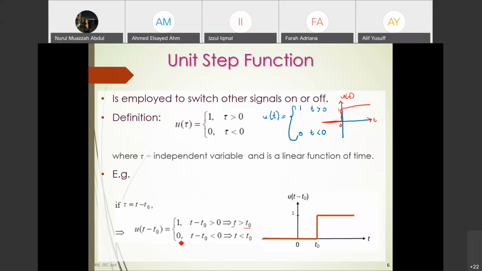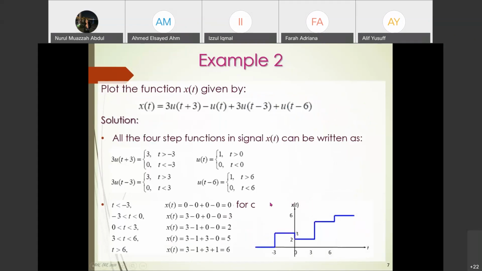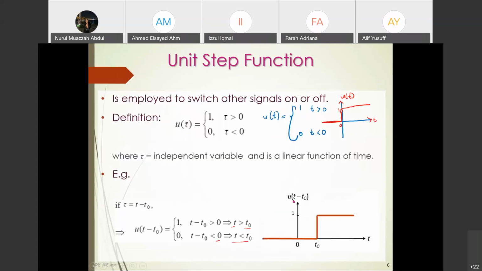And it is equivalent to 0 when t minus t naught is less than 0. So t here is less than t naught. For example here, remember that we have performed the signal operations before. When t naught is positive, the signal is shifted to the right. For this example, the signal from the original signal is shifted by t naught.